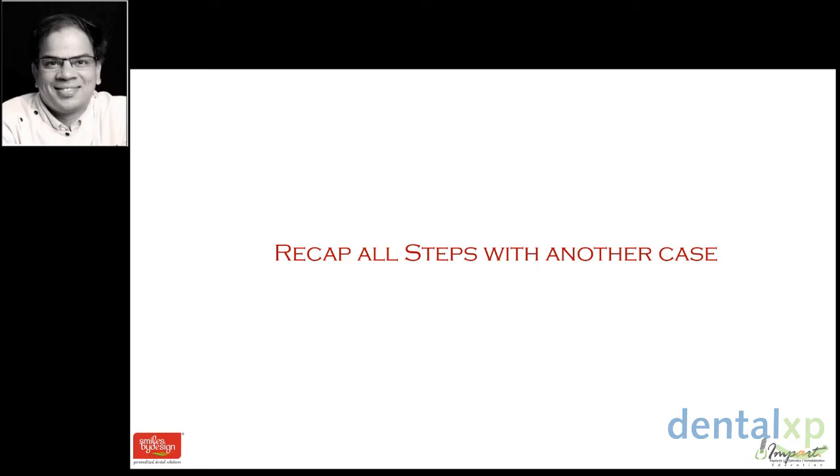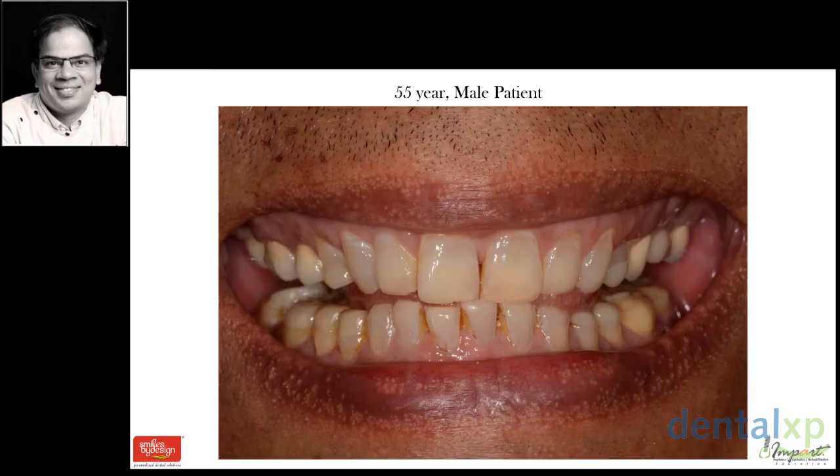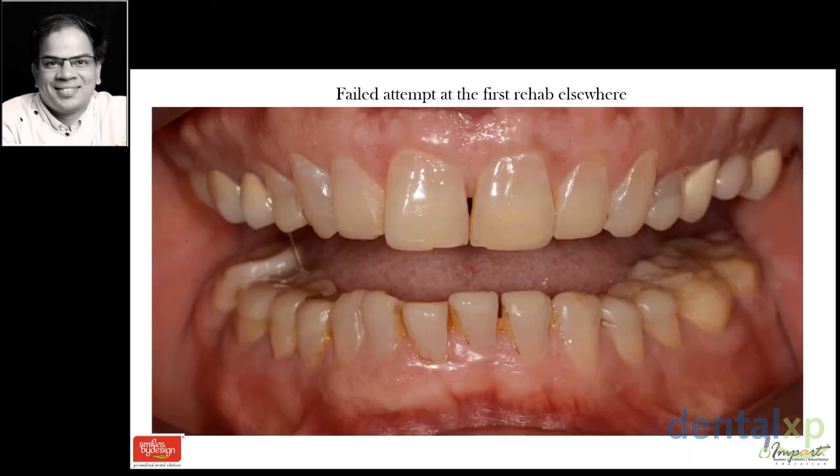Starting point, male patient, 55 years old. He has a full mouth rehab already done before, but that's not working out. Things are breaking. He is breaking down. The vertical dimension is not enough. So I'm going to do the full mouth rehab again for him.